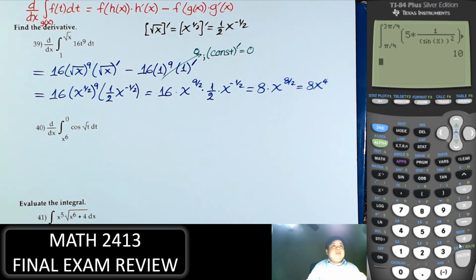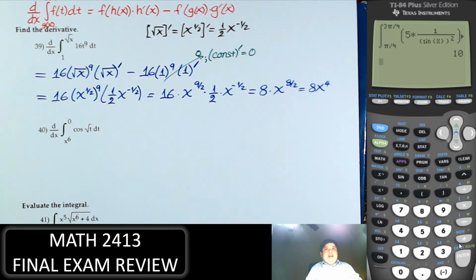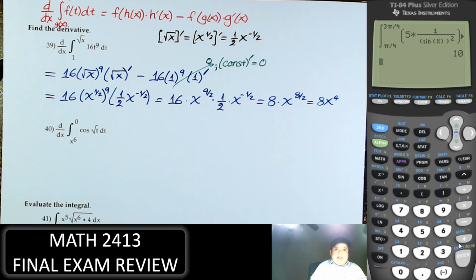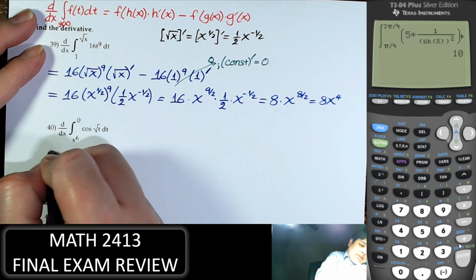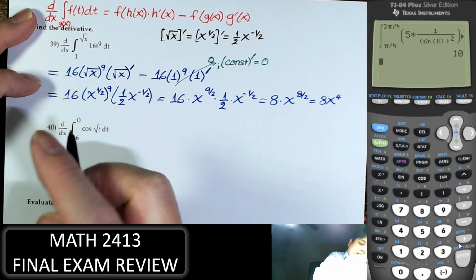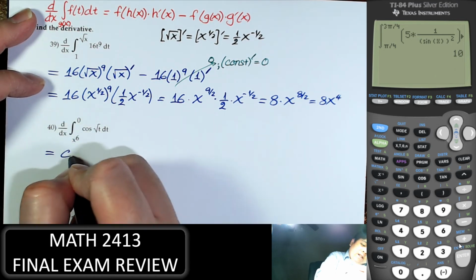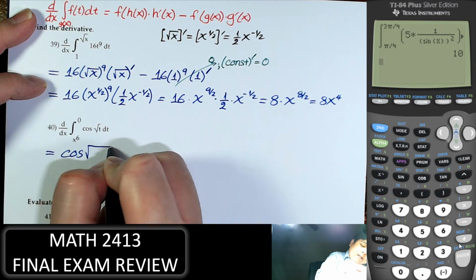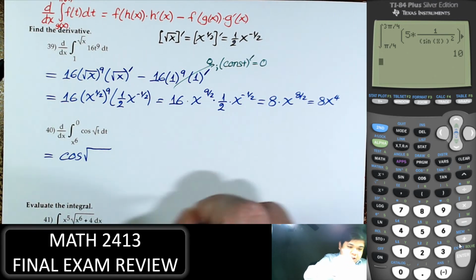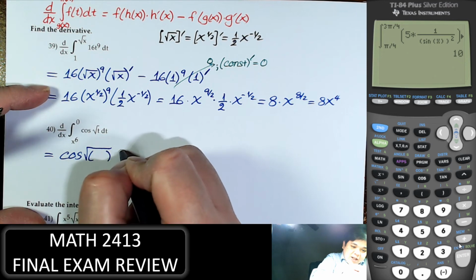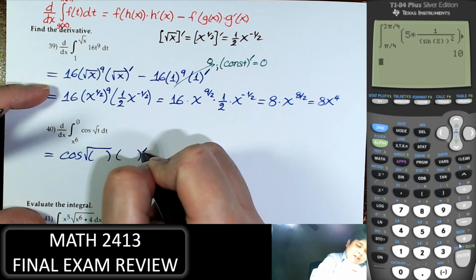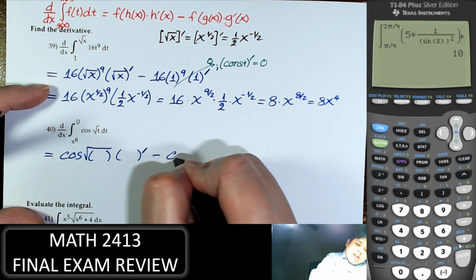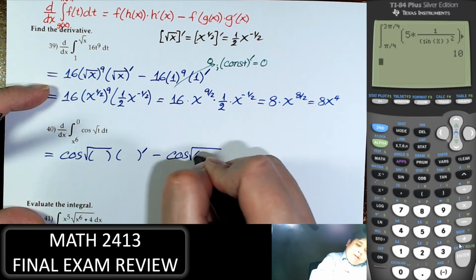Right. So substitute the limit and multiply by the derivative of the limit. The top minus the bottom. Right. This one. Substitute in the limit for t. I'm just going to say it. So that, and then the derivative of it. Subtract. Now the lower limit.